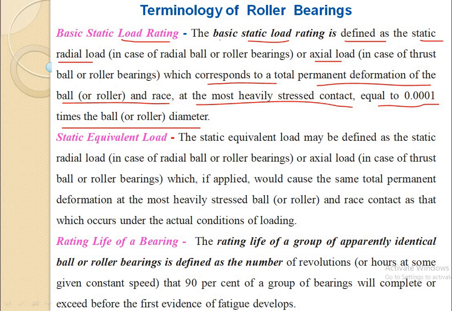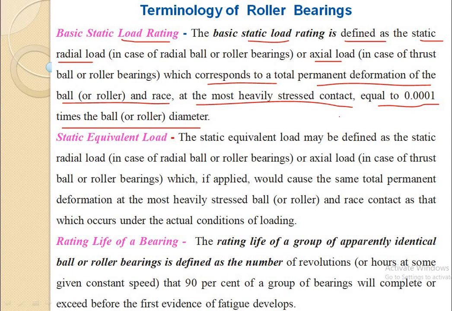Once again, try to understand. The basic static load rating is defined as the static radial load or axial load which causes the total permanent deformation, permanent not temporary, of the roller and race or ball and race at the most heavily stressed point, equal to 0.0001 times the ball diameter.